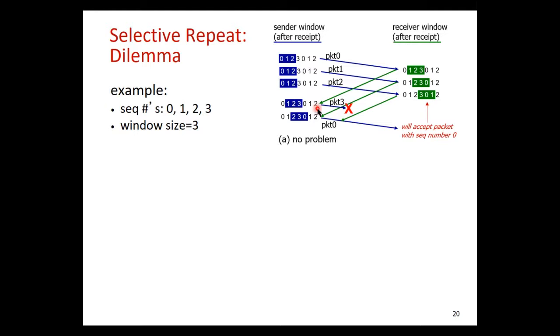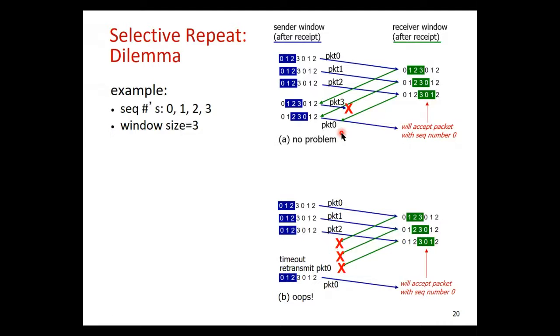Now the sender sends packet 3. The sender receives the ACK. It slides the window, sends packet 3. Packet 3 is lost. But it received this ACK, which is ACK of 1, right? So it slides the window again, and it can send packet 0.